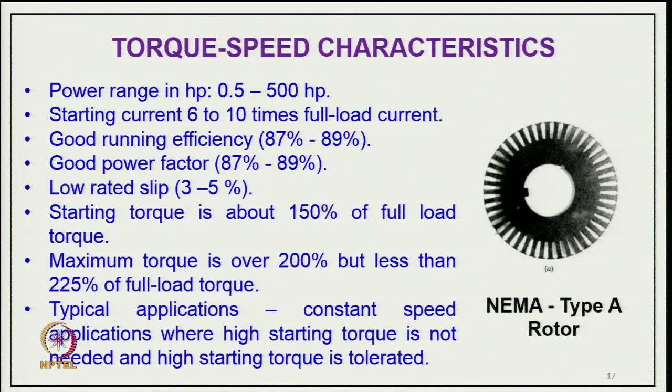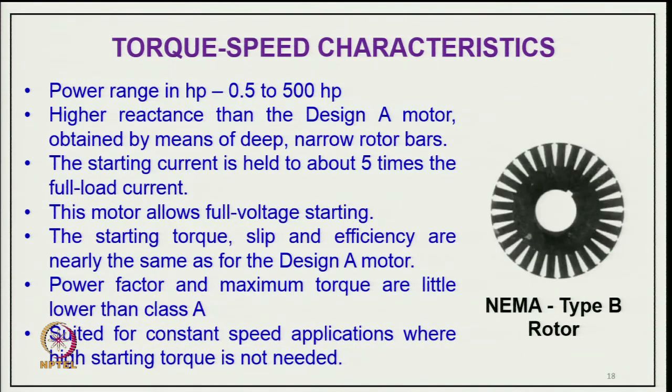The power range is normally 0.5 HP to 500 HP, the starting current is 6 to 10 times the full load current, the running efficiency is good at 87 to 89%, and the power factor is good at 87% to 89%. The rated slip is low, 3% to 5%, the starting torque is about 150% of full load torque, and the maximum torque is over 200% but less than 225% of full load. The typical application is constant speed, where high starting torque is not needed and a low starting torque is tolerated.